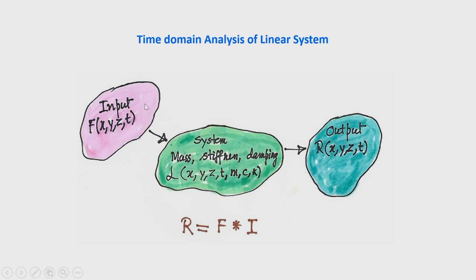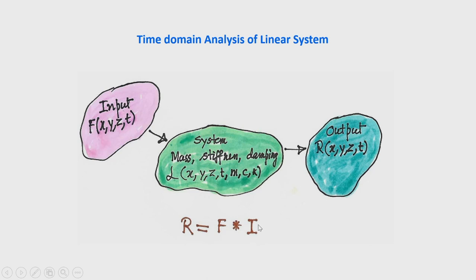Once the input is given to the system, it will respond to this input and produce an output, which is again measured at some point or location, and therefore the output is again a function of space, that is x, y, z, as well as a function of time. In the linear system, the output R can be obtained by convolving the input with the function I, which is known as the impulse response function.